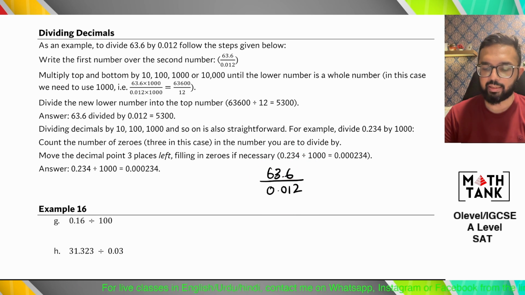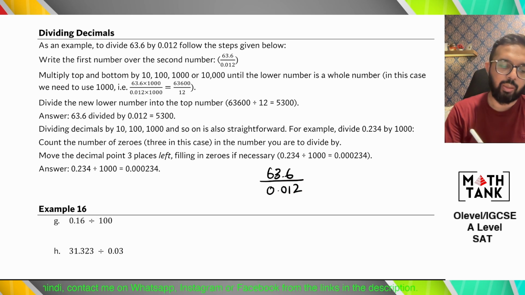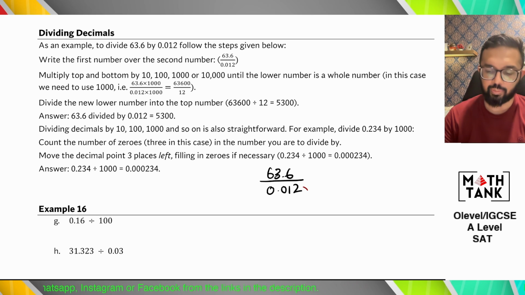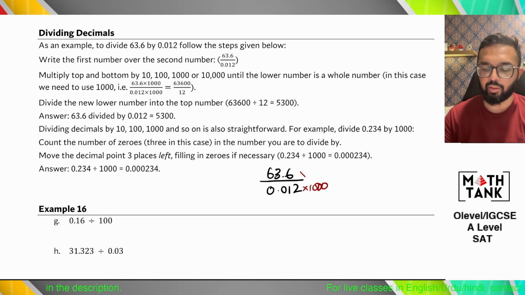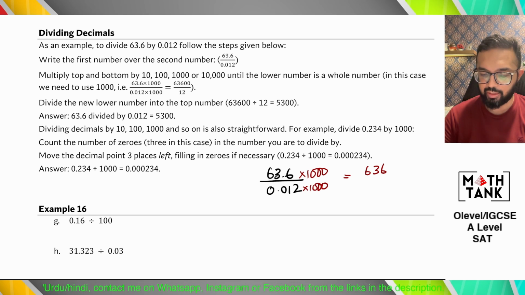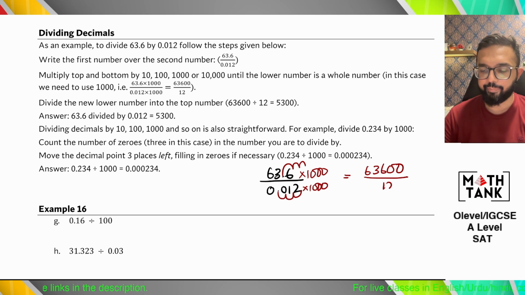What this simply means is that you need to get rid of the decimal places. This is one decimal place and this has three decimal places. So this is going to be multiplied by 1,000 to get rid of the decimal places. That's one way of seeing it. But you can't just simply multiply the denominator, you also need to multiply the numerator. So this becomes 63600, because I need to move three decimal places, divided by 12. This question is actually 63600 divided by 12.